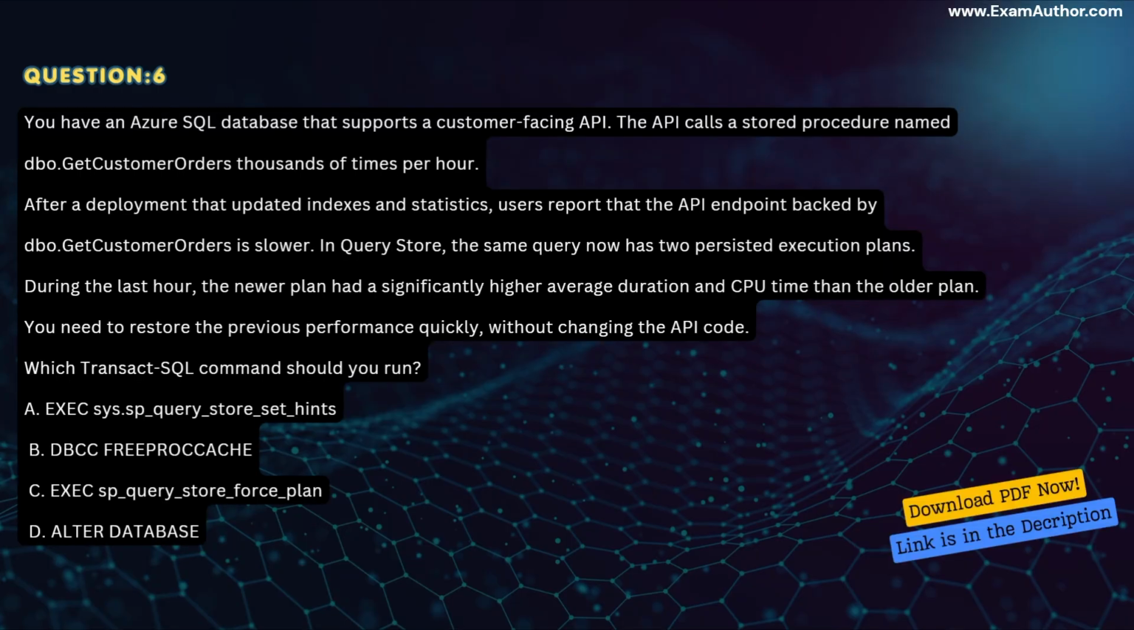Question 6. You have an Azure SQL database that supports a customer-facing API. The API calls a stored procedure named DB-800 customer orders thousands of times per hour. After a deployment that updated indexes and statistics, users report that the API endpoint backed by DB-800 customer orders is slower. In Query Store, the same query now has two persisted execution plans. During the last hour, the newer plan had a significantly higher average duration and CPU time than the older plan. You need to restore the previous performance quickly, without changing the API code.